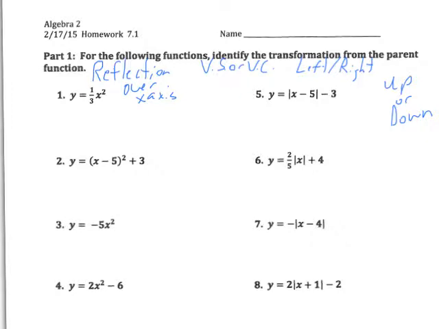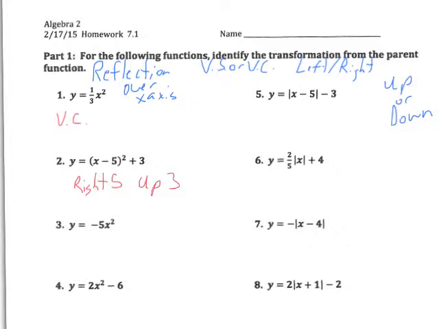So here we go. Number one, the 1/3 in front causes it to be a vertical compression. Any number in front of the function that's a multiplier is a vertical compression. That's all that one has. Number two, this -5 right there causes it to go right 5. And the +3 back here causes that to be up 3.